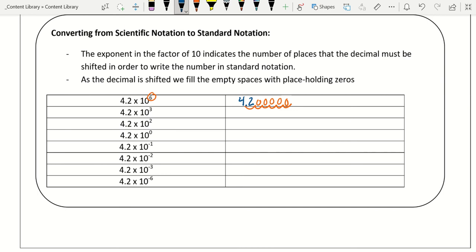And so let's do the next one. Let's write down 4.2 again. And let's move that decimal over 3 times. Once, twice, 3.